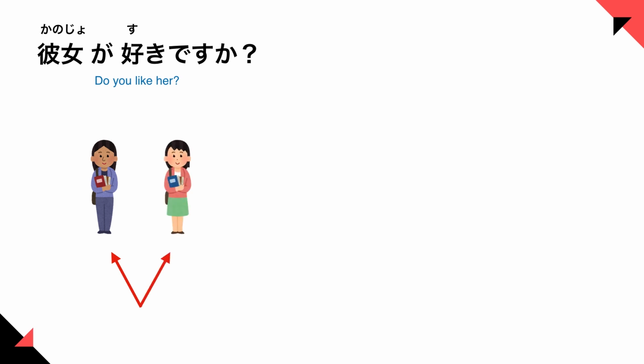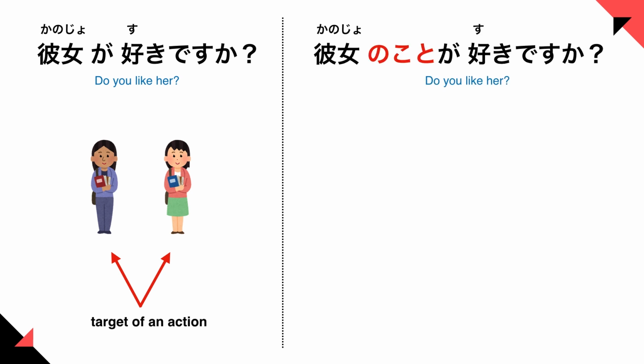Alright, 彼女が好きですか? That means, do you like her? In this case, it's almost pointing at her. You almost can think like there are two girls. Do you like her or her? These girls are direct object of an action in this sentence. On the other hand, if you say 彼女のことが好きですか? It still means do you like her?